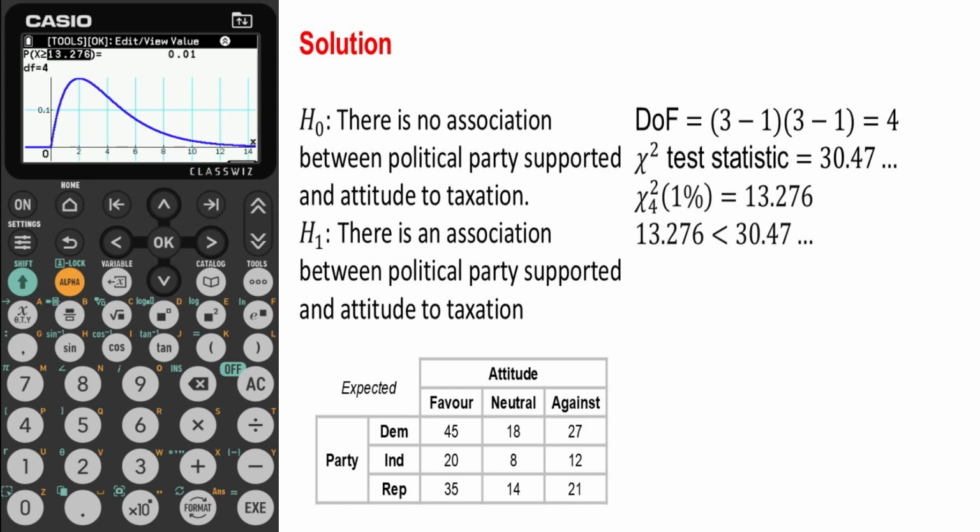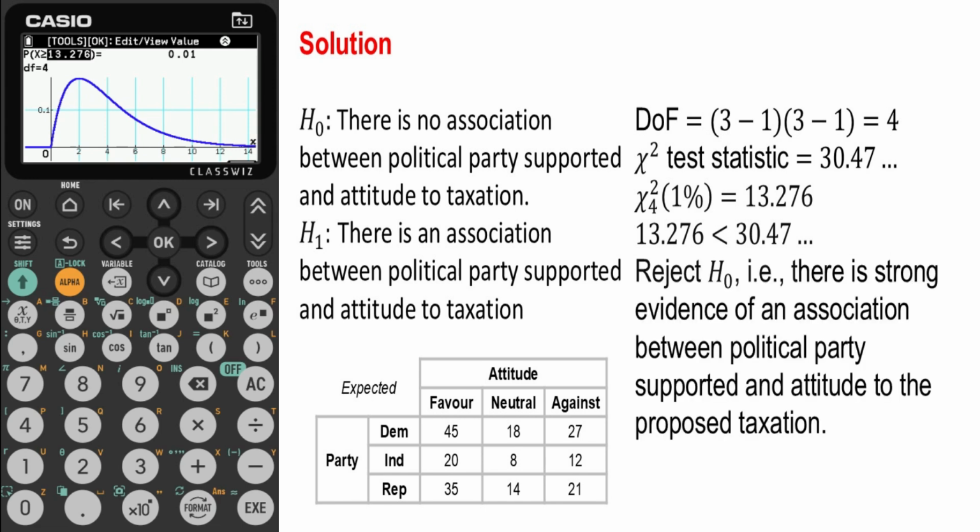You can see 13.276 is less than the 30.47, etc. Therefore, we reject H0, i.e. there is strong evidence of an association between political party supported and attitude to the proposed taxation.